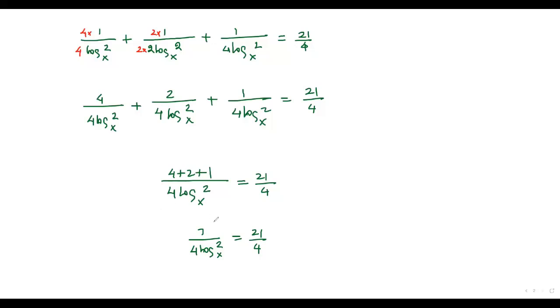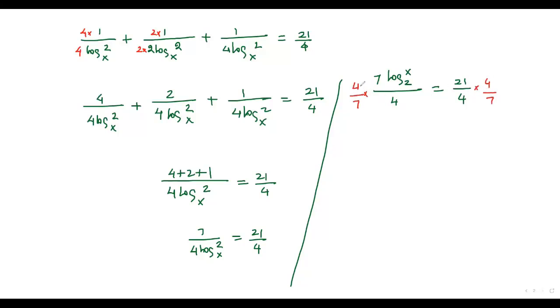In the next step, I'm moving this logarithm, log 2 to the base x, to the numerator. When I move it to the numerator, I have to switch the base and the argument. So 7 times log x to the base 2 over 4 equals 21 over 4. To get rid of this 7 in the numerator and 4 in the denominator, I'm going to multiply both sides of the equation by 4 over 7. So this 4 will cancel out, this 7 will cancel out, 7 goes into 7 one time, 7 goes into 21 thrice. So the resulting equation is log x to the base 2 equals 3.